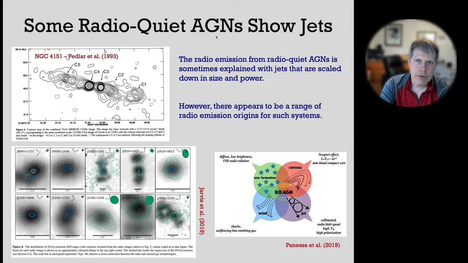Radio quiet active galactic nuclei are not radio silent. They do have jets as well, but the jets are much scaled down, both in terms of their overall size, they're much smaller in size, and in terms of the total radio power being produced, hence why the systems are known as radio quiet.